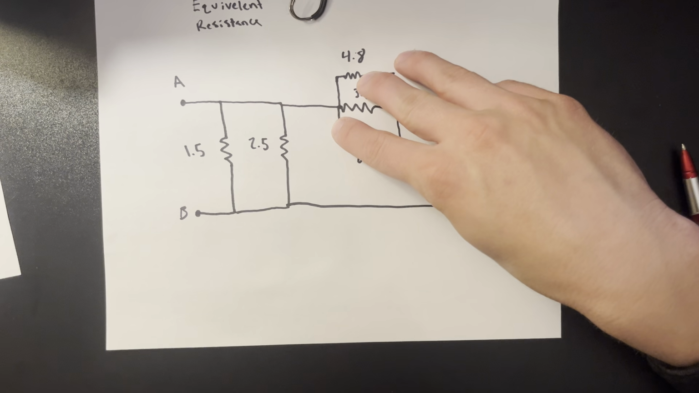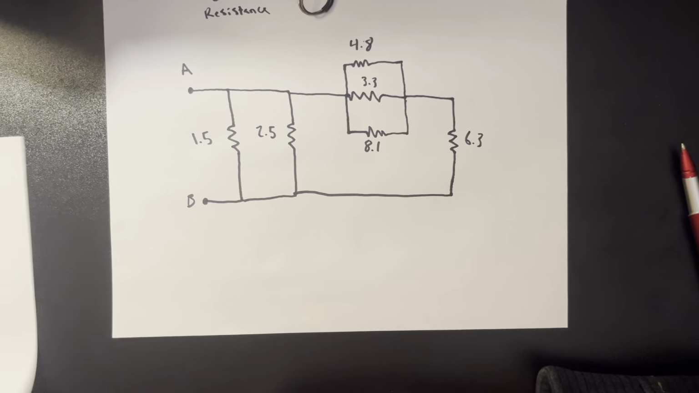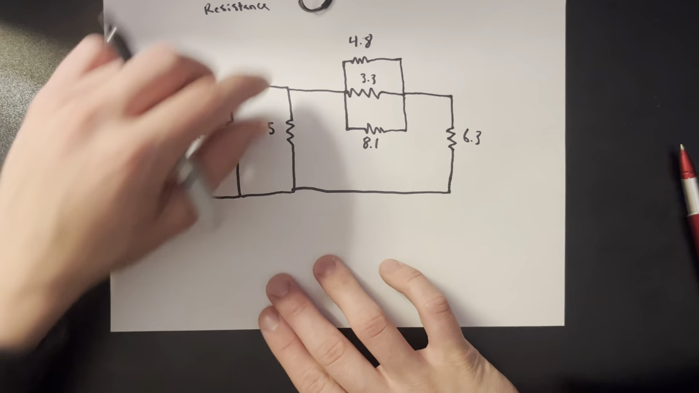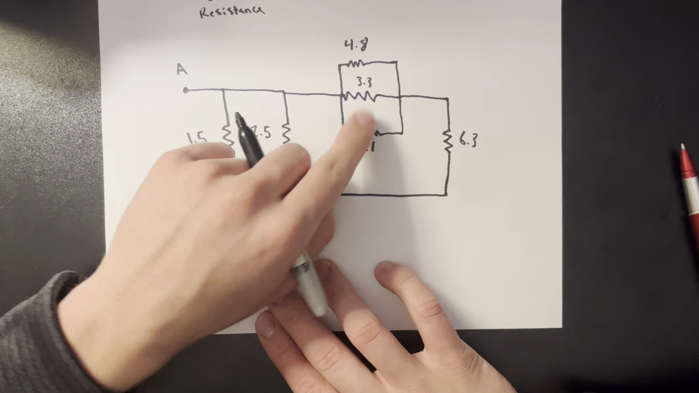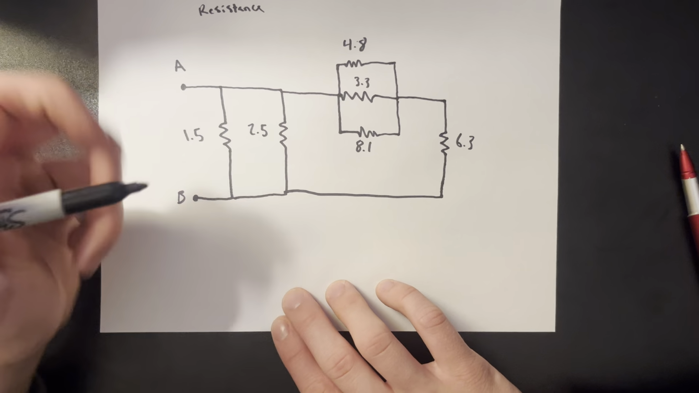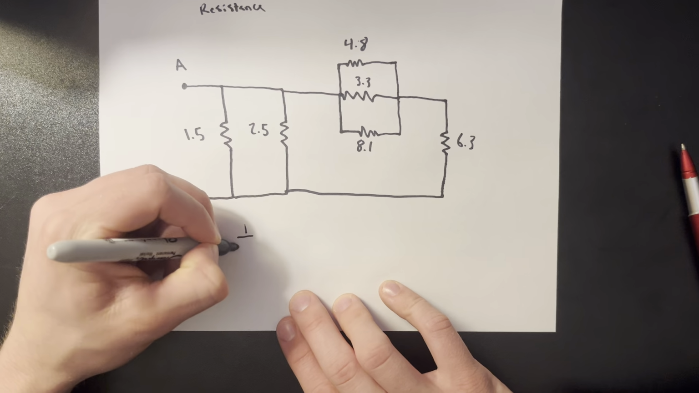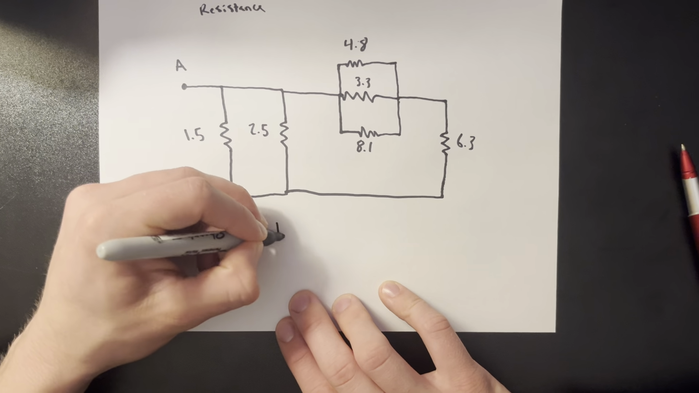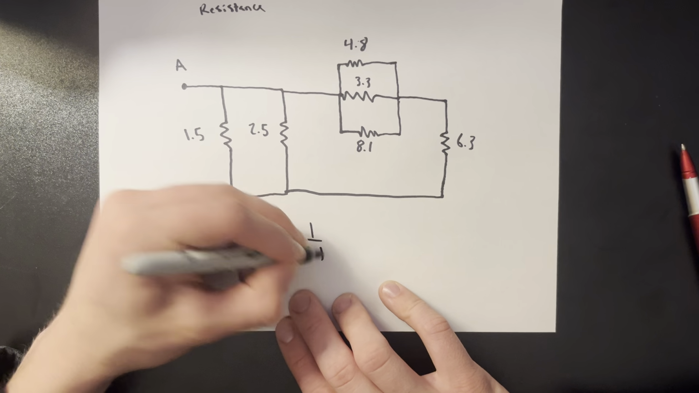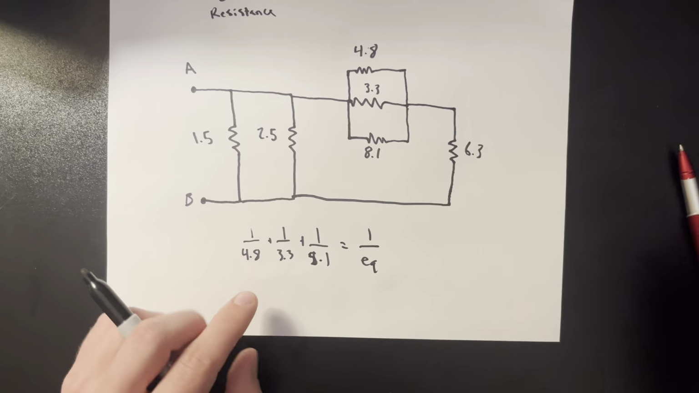So I'm going to start with just deconstructing this because that's the simplest way to go about this problem, because our 1.5 and our 2.5 already look good, as in they are in parallel with one another already. So let's work out these guys here, and then we're going to implement this, and then we're going to implement that to everything to find the equivalent resistance. So because these are all in parallel, it would be 1 over 4.8 plus 1 over 3.3 plus 1 over 8.1. And that's equal to 1 over the equivalence of just these 3 here.